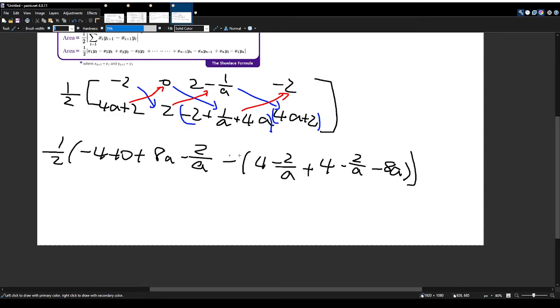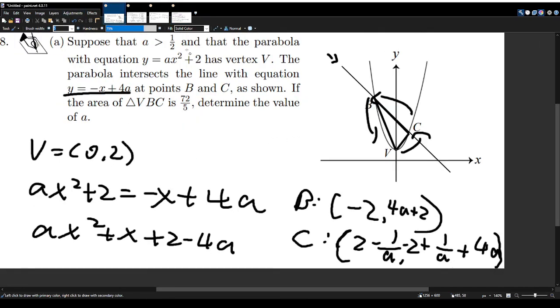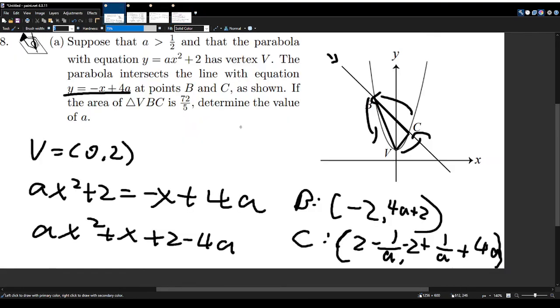And then you have another bracket over here. So this is how the Shoelace formula is set up. And you gotta simplify. I'm gonna skip some steps over here, but okay, 1 over 2 times -12 plus 16a plus 2 over a. Now essentially you have the area in terms of a, but you know the area. The area is 72 over 5. So you have to set this equal to 72 over 5 and solve for a, because the question is asking for a.